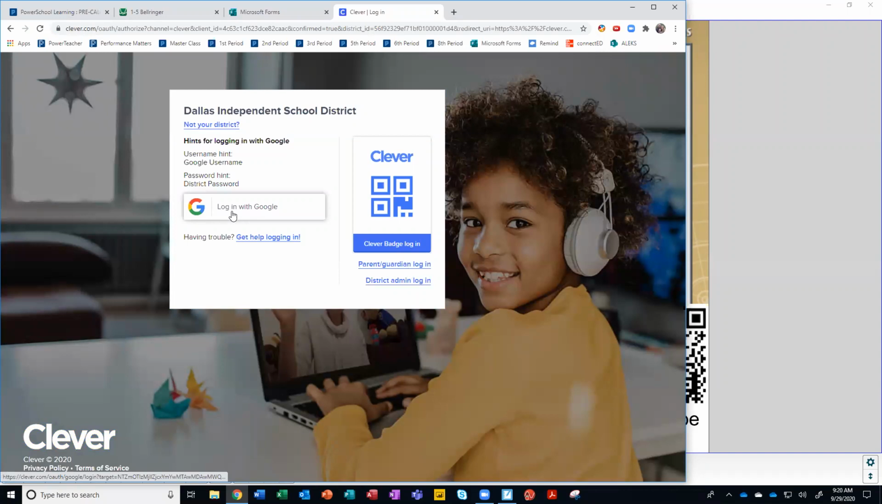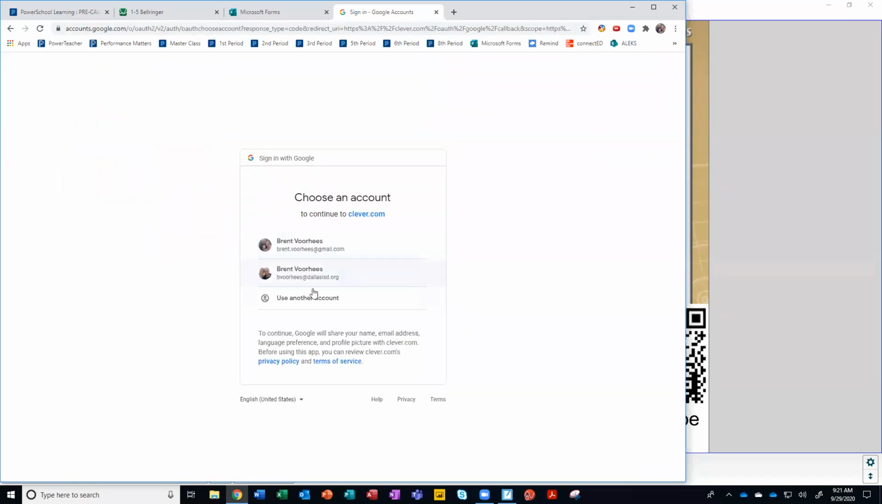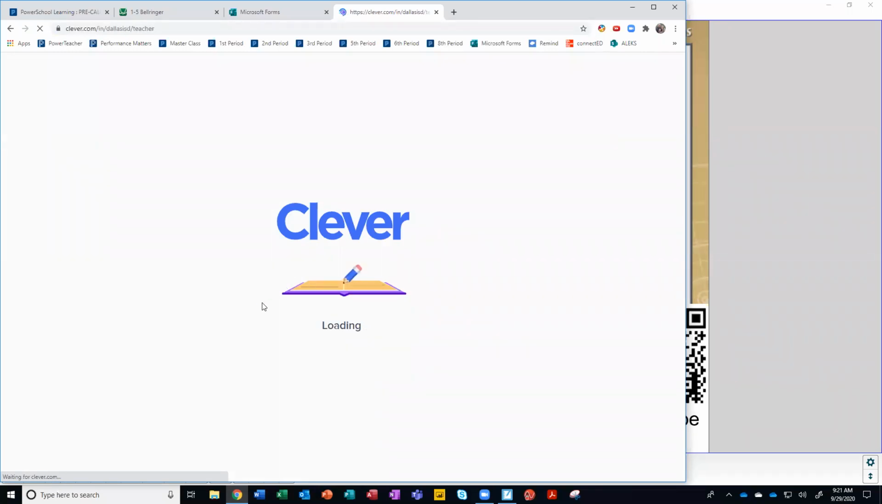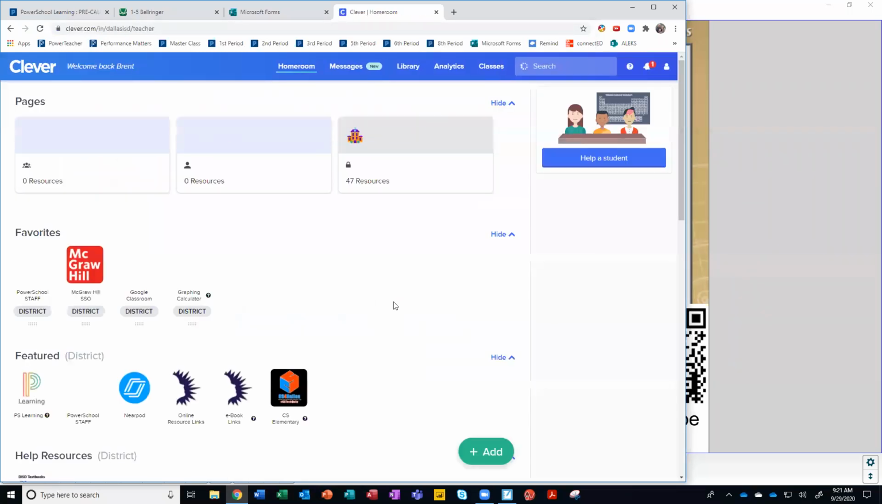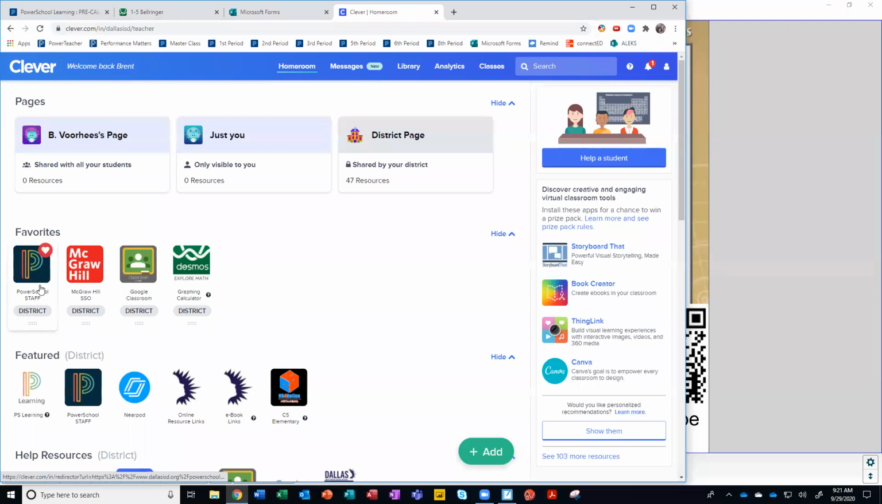We log in with Google. Make sure you choose your ID number at dallasisd.org. If it's not an option to you, just hit use another account and add it. Once Clever loads, look for the PowerSchool. It'll be under the featured. You can favorite it to move it up to the top like I have.